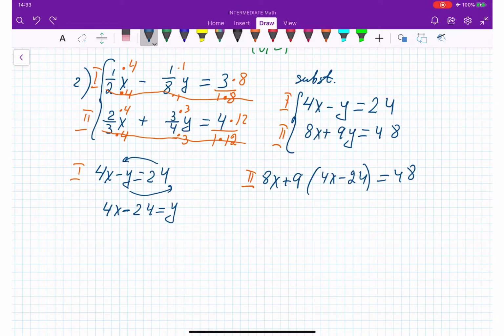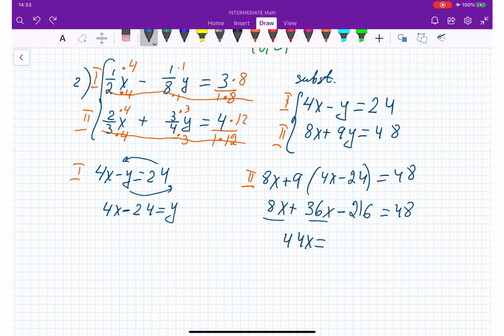Okay, and I'm getting 8x plus 9 times 4x is 36x. 9 times negative 24 is going to be minus 216. 9 times 4 is 36, 9 times 2 is 18, and 3 is 21. And we are getting 48. So 8x and 36x are like terms, so it's going to be 44x. And 216, once I move it here, it will be positive.